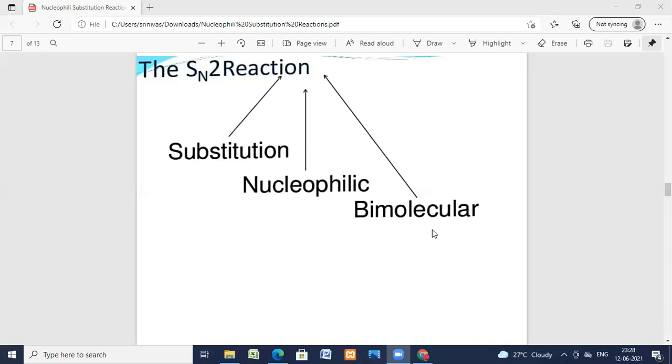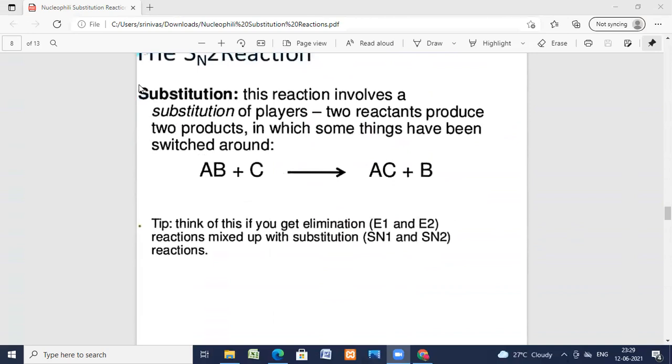The reaction takes place in a single step and proceeds through the formation of an intermediate transition state. The reaction is initiated by the entering OH group, which approaches the carbon atom from the opposite side of the bromine leaving group and forms a partial bond with the carbon atom simultaneously. The substitution involves two reactants producing two products.